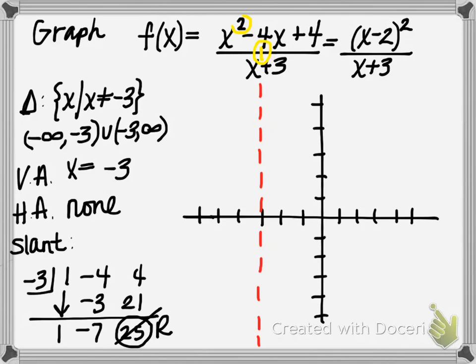So we're really only interested in the 1 and the negative 7, which would represent the line, oops, I'm out of room, sorry about that. I'll come over here to the side and then erase it in a second. The line would be y equals x minus 7. So this would be the equation for my slant asymptote.